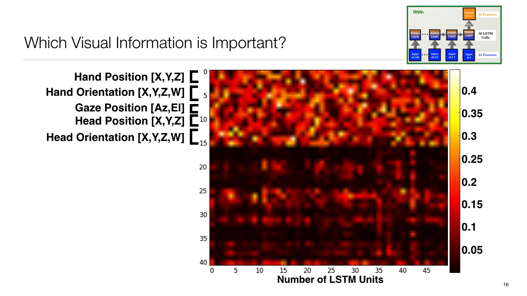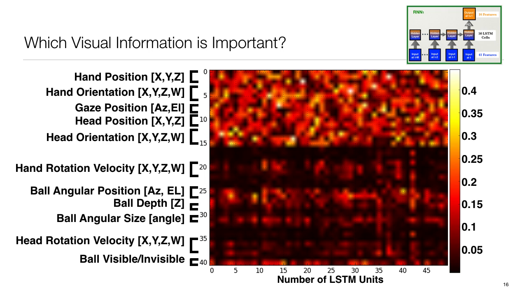We would expect the model to have higher weights for the first 16 elements because of the temporal extrapolation. But what we can see here is it's not the only thing that the model is doing. The model has actually taken into account ball angular position, ball depth, ball angular size, and also whether it's visible or not, and some other further information into account.